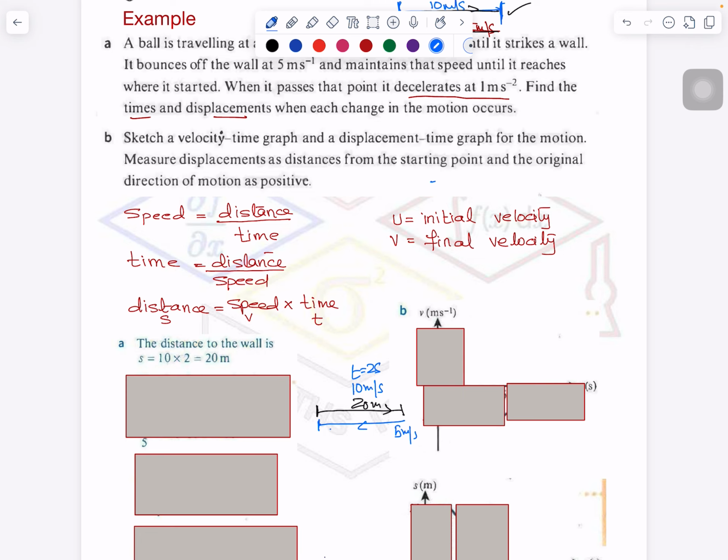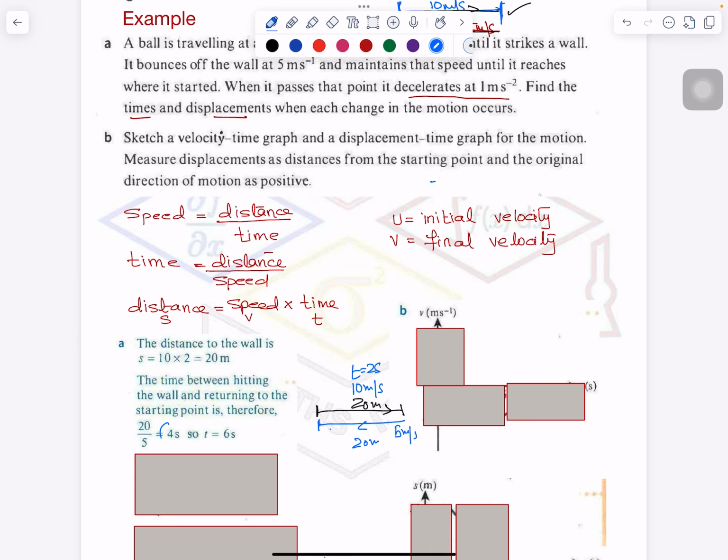So how long will it take now? What will you do? Yes, you are right. You can do distance divided by speed. That will give you 4 seconds. So it will take 4 seconds to come back. So altogether, from the starting point, striking, and then coming back to the starting point, it is 6 seconds. We will need these timings when we will be sketching the velocity time graph and displacement time graph.